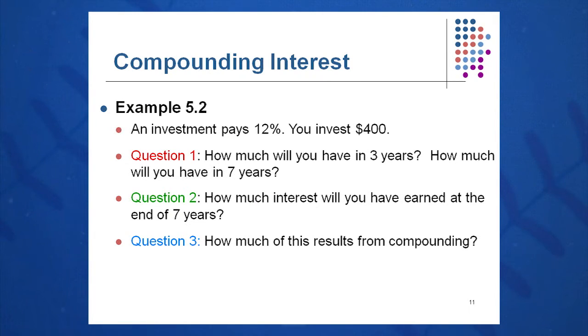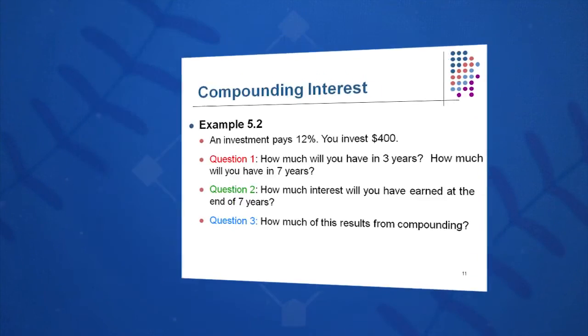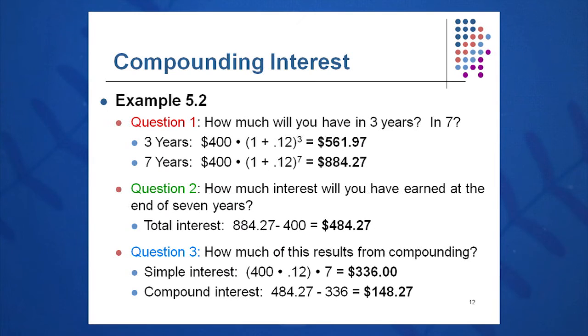The investment pays 12%. How much money will you have in 3 years? How much will you have in 7 years? And how much interest will you have earned at the end of 7 years? So let's take a look at that. For 3 years, I take 400 times 1.12 to the third, and I get 561.97. For 7 years, I can do the same thing, and I'll take 400 times 1.12 to the seventh power, in this case, to get 884.27.